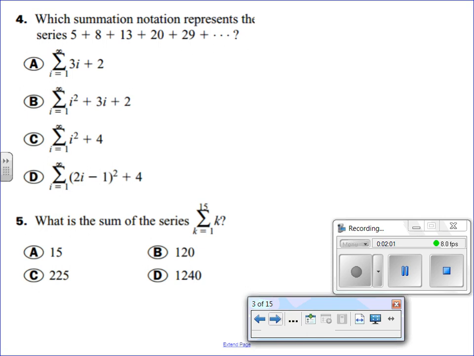Number 4, which summation notation would represent this series? The answer is C, so I'll go ahead and give you the answer. This one's a little weird with the parentheses. Let's go ahead and see what's going on.